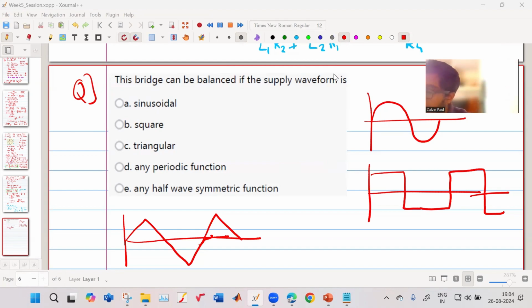So Niranjan and Yasmini, have you heard about Fourier series? So why only for sinusoid? Why can it not be balanced for square wave or triangular wave? What is so special in the sine wave that it is getting balanced only for sine wave? It is not getting balanced for square wave and triangular wave. What is the reason?